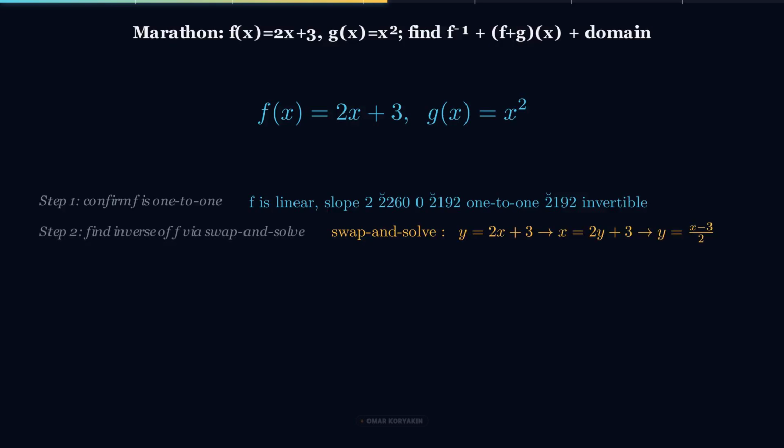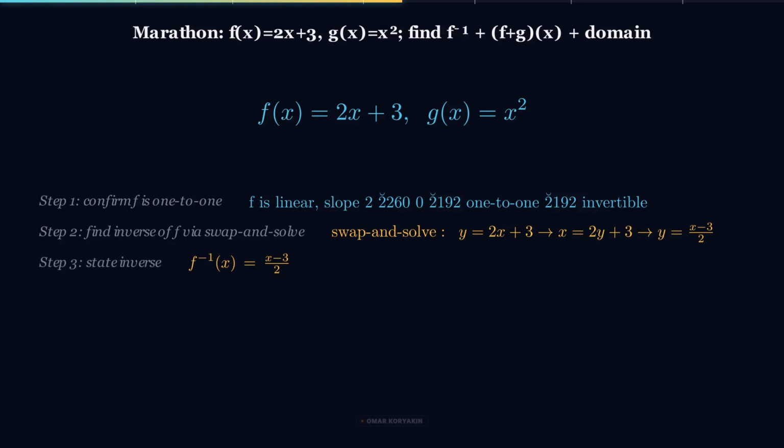Step 2. Find the inverse of f using swap and solve. Write y equals 2x plus 3. Swap: x equals 2y plus 3. Solve for y: subtract 3 to get x minus 3 equals 2y. Divide by 2 to get y equals the quantity x minus 3 over 2. So f to the negative 1 of x equals (x minus 3) over 2.